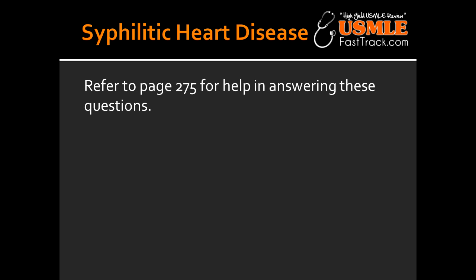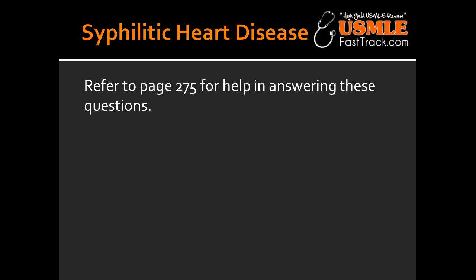Syphilitic heart disease. Describe syphilitic heart disease. Syphilitic heart disease is a condition that happens in tertiary syphilis that disrupts the vasa vasorum of the aorta, and this will lead to atrophy of the vessel walls and therefore eventually will lead to a dilation of the aorta and the valve ring.